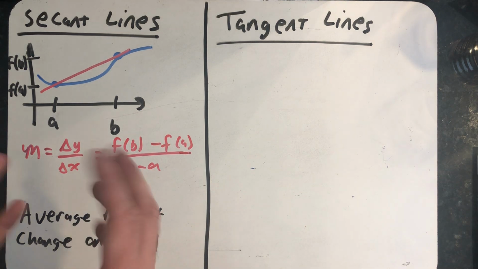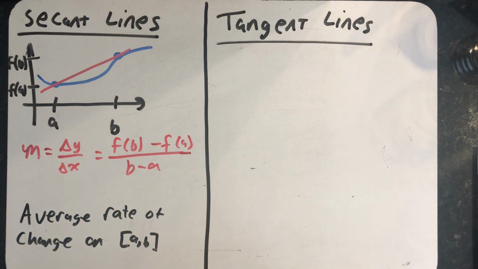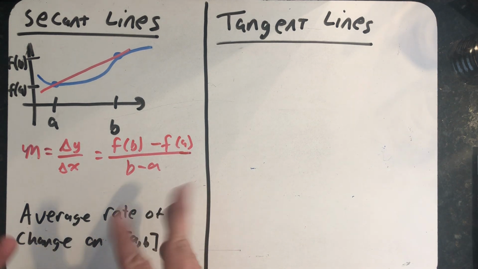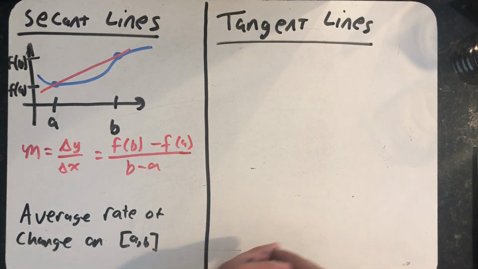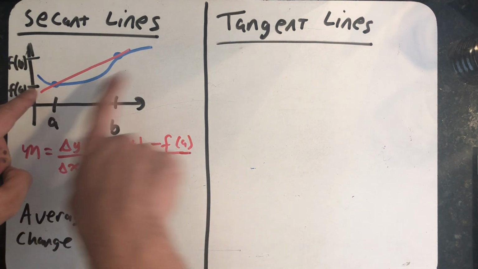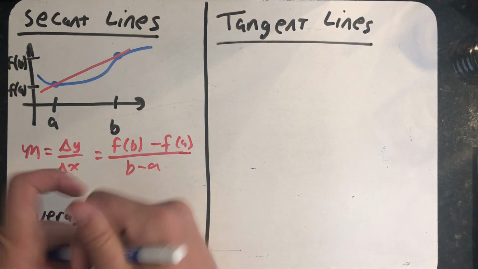I want to talk about secant lines and tangent lines. In particular, I want to talk about their slopes so that we can talk about average rates of change. And when we start talking about tangent lines, we can talk about instantaneous rates of change. Over here, I have a function graph, and I'm thinking about this function as y equals f of x.